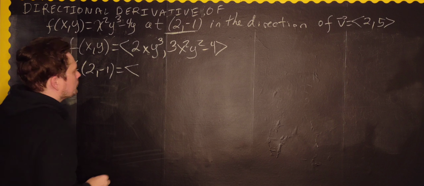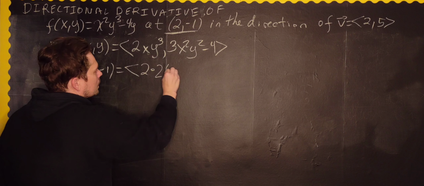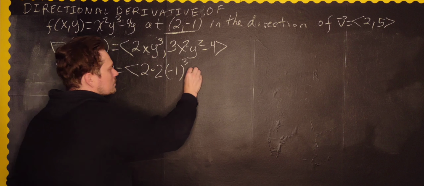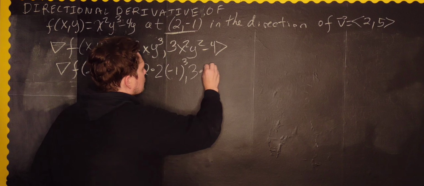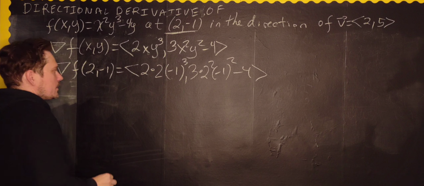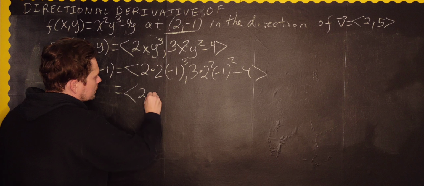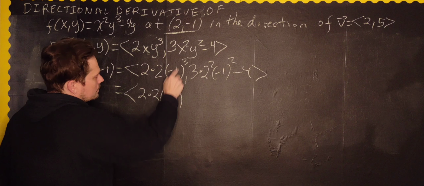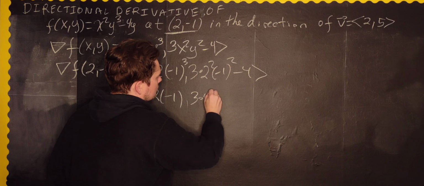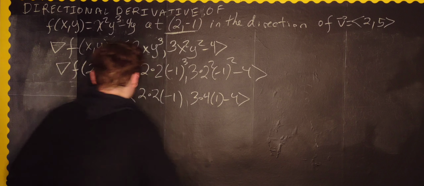Alright, so you have to be careful here. You're going to have 2 times the value of x, which is 2, times the value of y, which is negative 1. Be careful again because it's cubed, so it's going to stay negative. And for the second one, it's going to be 3 times 2 squared times negative 1 squared minus 4. So plugging in, that's PEMDAS. You're going to have 2 times negative 1, because negative 1 cubed is negative 1. And then 3 times 4 times positive 1 from squaring negative 1, minus 4.